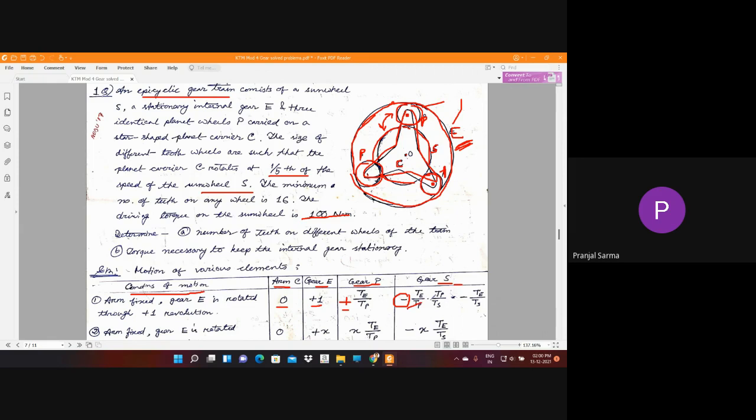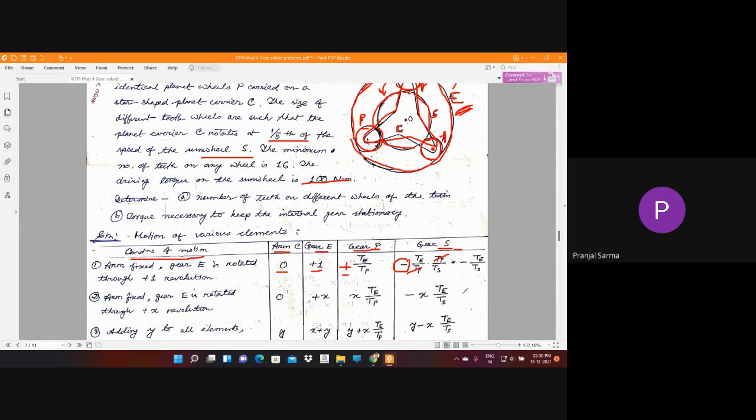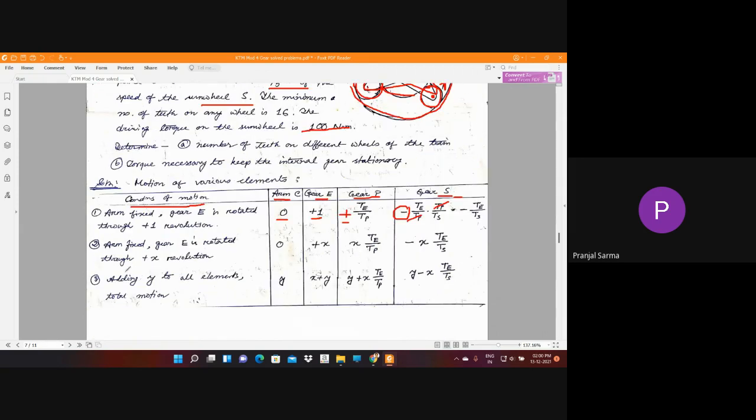Now TP gets cancelled, so it will remain minus TE by TS. After that, what do we consider? We are considering that the arm is still fixed, but now we are giving plus x number of revolutions. So just multiply all the motions of the different elements by x. So 0 into x equals 0, this becomes plus x, this is x into T by TP, and this is minus x into T by TS. Okay, this is up to x rotation.